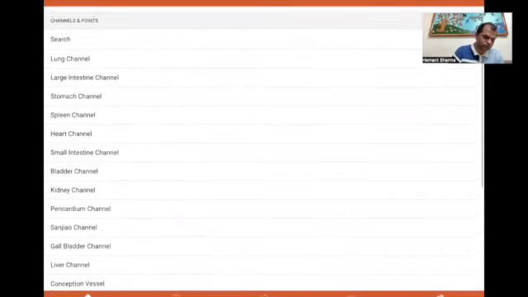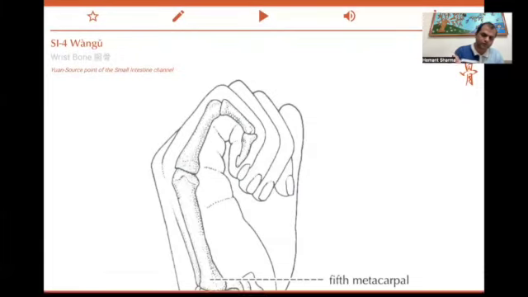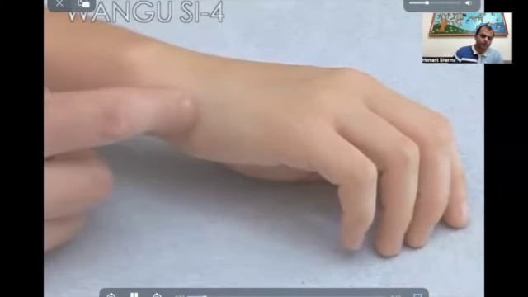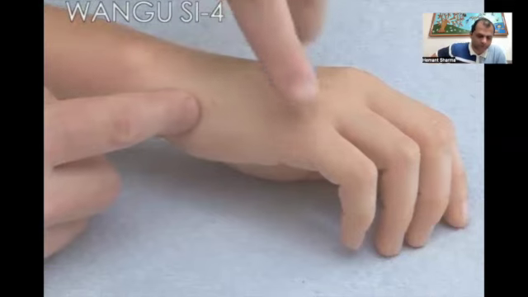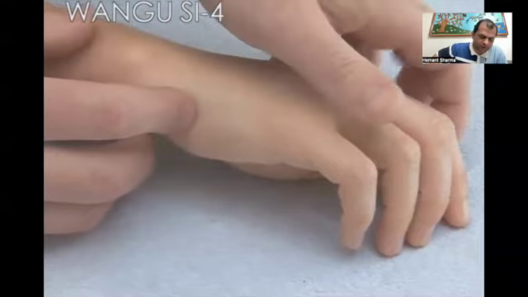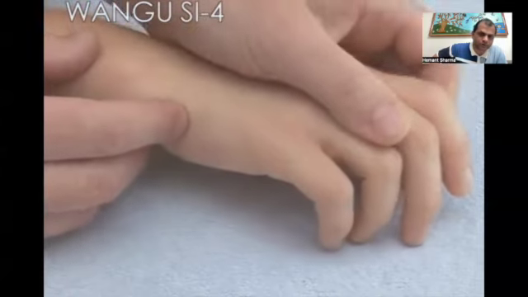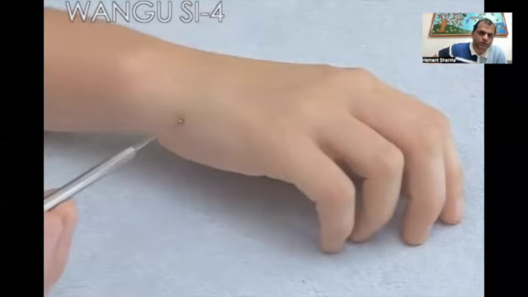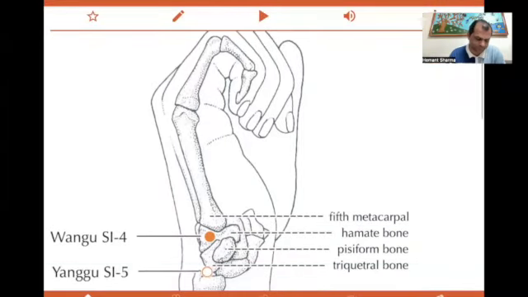Let's see in this image. So this is the depression here. We find this is the depression. This is called small intestine 4. We can see this is the depression below the bony part. We can feel the clear depression, and we can put the needle here. It's a wonderful point, and it will treat the pain immediately.